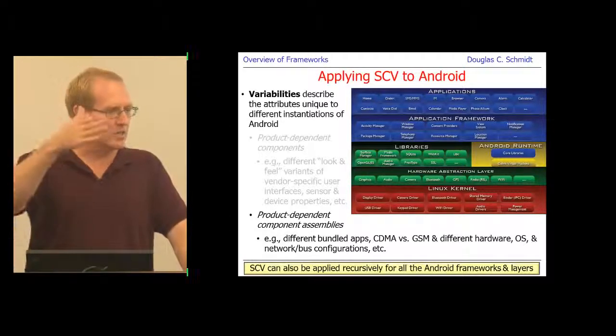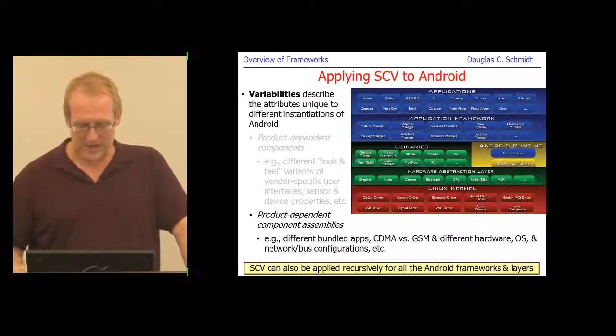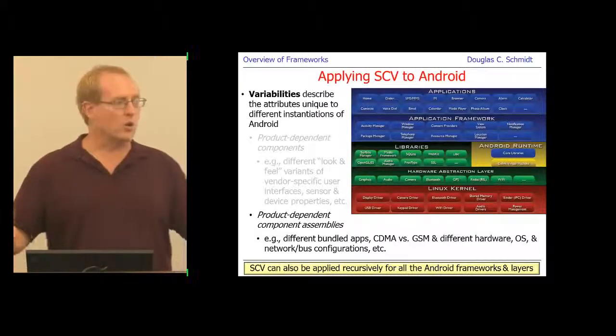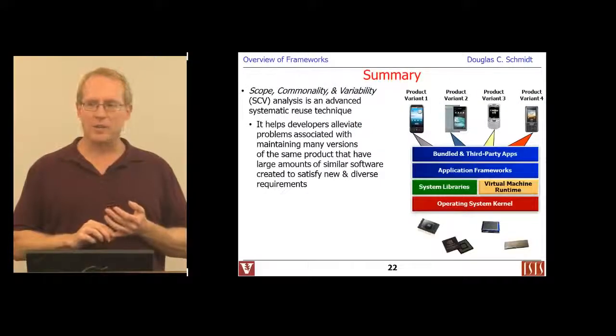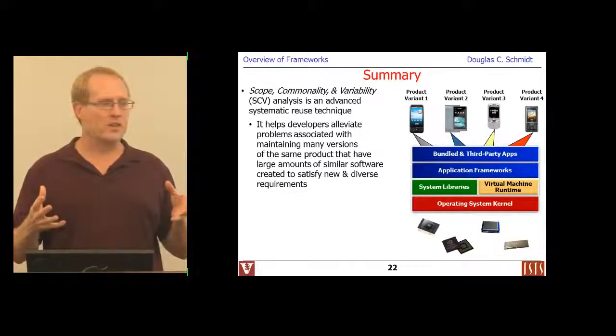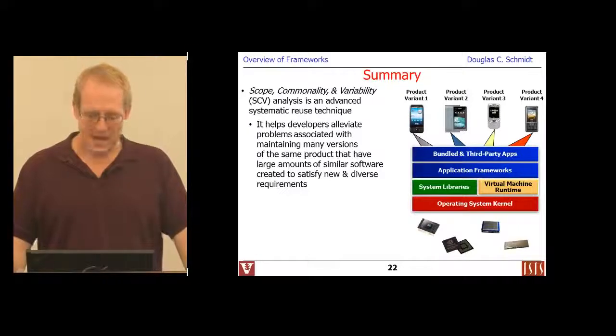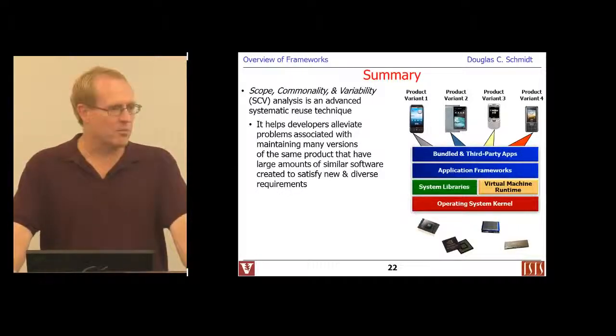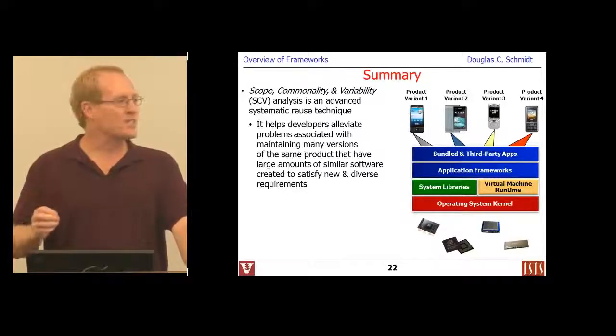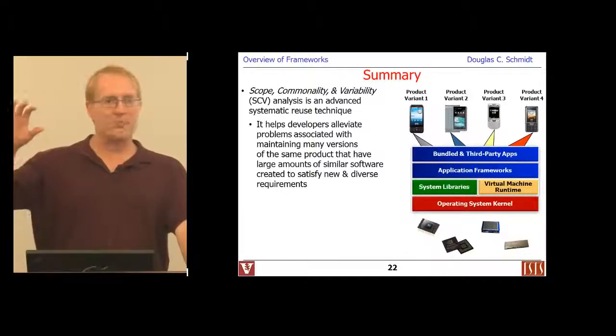I'll keep pointing out, here's the part that's common, here's the part that varies. And that hopefully will help you see the pieces and how they fit together. So, to wrap it up, scope, commonality, and variability analysis is a general purpose method for trying to develop systematically reusable artifacts and assets. And the other important thing here is that the real goal is sometimes hard to see if you only build applications.